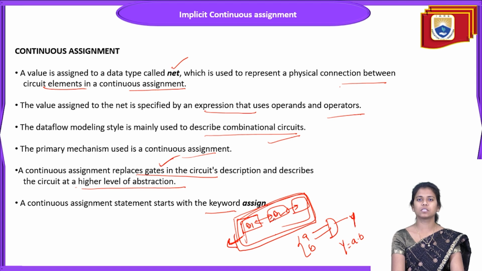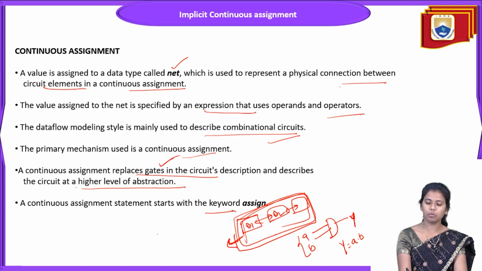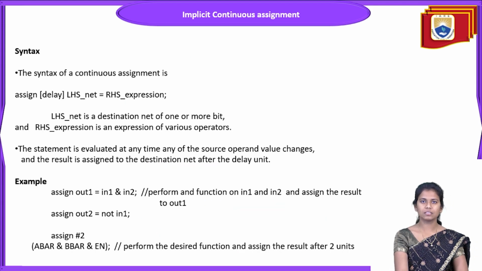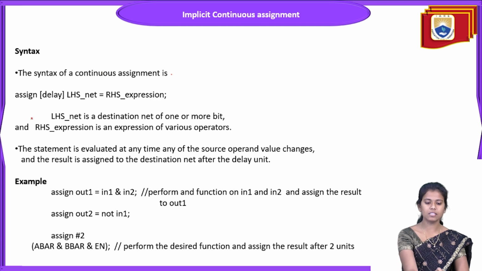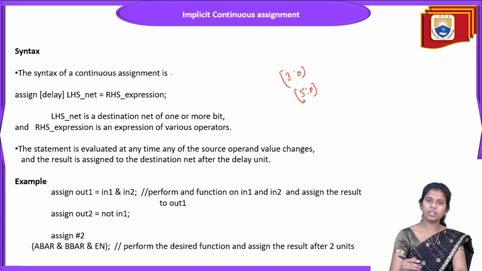As we see in the syntax, the continuous assignment starts with the keyword assign. The syntax of the continuous assignment statement is: assign is the basic keyword that we have to write first, and then some delay, the left hand side net equals the right hand side expression. On the left hand side we write the keyword assign with some delay. The delay could be 3:0 or 5:0. If it is 3:0, that means a 4-bit delay. If it is 5:0, it is a 6-bit delay.